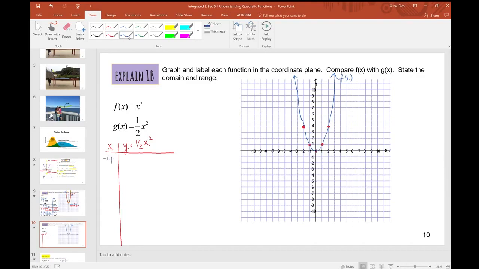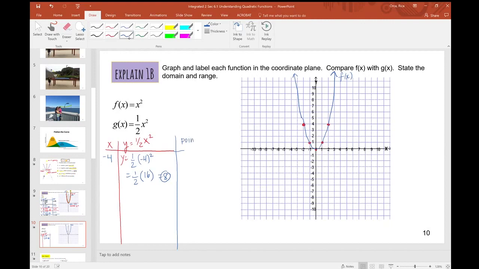Let's start with -4. -4 is a multiple of 2. Let's plug that in. Y equals 1/2 times -4 squared. That's 1/2 times 16. Half of 16 is 8. When x equals -4, y equals 8. Let's make our third column for our point. Our first point is at -4, 8.